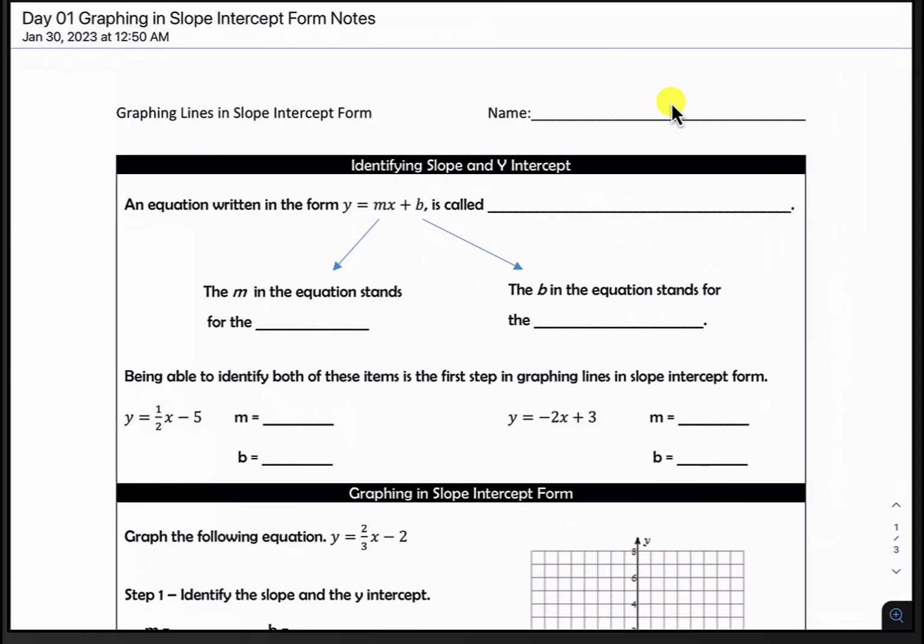Today we're covering Algebra 1, Day 1 on graphing in slope-intercept form. All right, let's go through these notes, identifying slope and y-intercept. An equation written in the form y equals mx plus b is called slope-intercept form. So let's just fill that in, slope-intercept form.